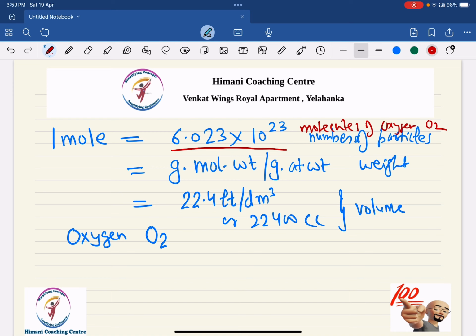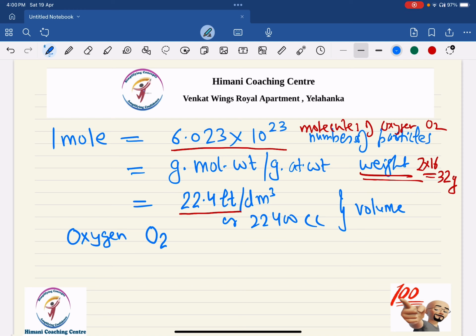Now, in terms of weight, 1 mole of oxygen would weigh what? We know that the atomic weight of oxygen is 16 and O2 consists of 2 atoms of oxygen. So the weight would be 2 times 16, which is 32 grams. And 1 mole of oxygen is going to occupy 22.4 liters of space, or its volume would be 22.4 liter. So all of these things are related with each other, and we are starting with 1 mole for everything. Now we'll keep this in mind and solve some numericals.